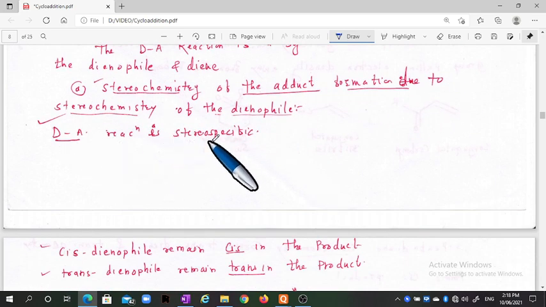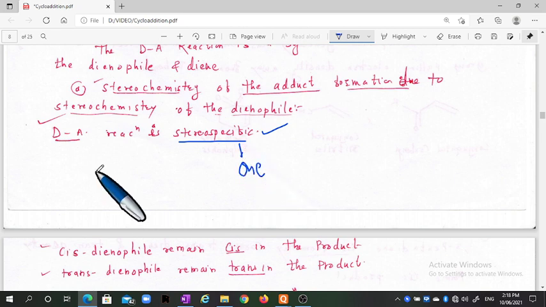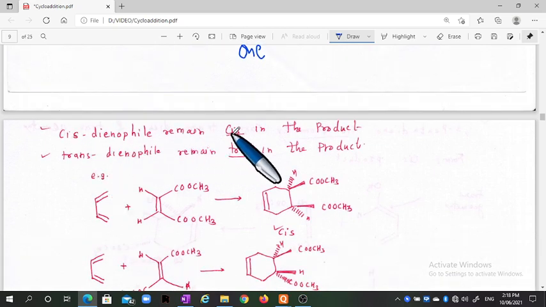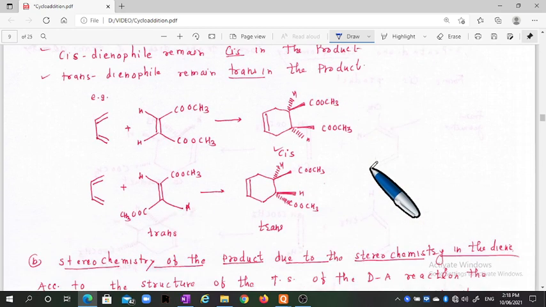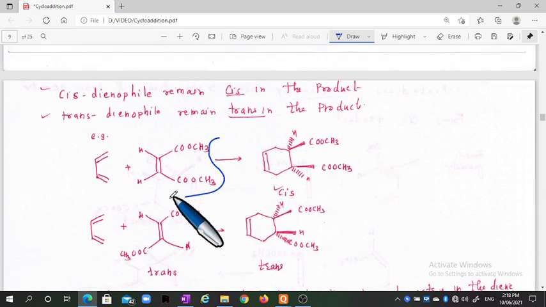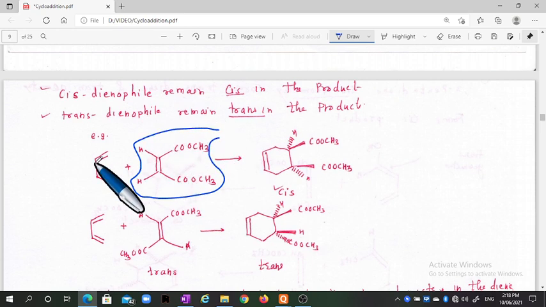The Diels-Alder reaction is stereospecific, as we already discussed, and only one product is obtained. A cis dienophile remains cis in the product, and a trans dienophile remains trans in the product. Here our dienophile reacts with the butadiene or diene system. In this system, COCH3 and COCH3 are on the same side, that is the cis one. Therefore in the product they also remain cis.